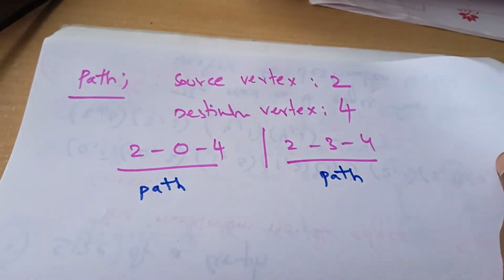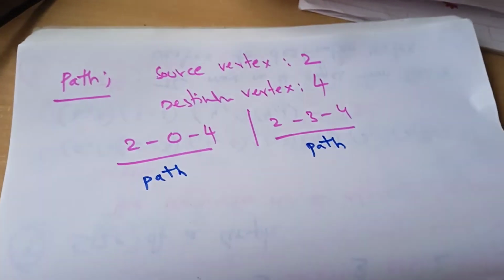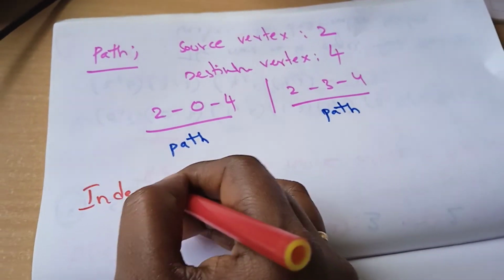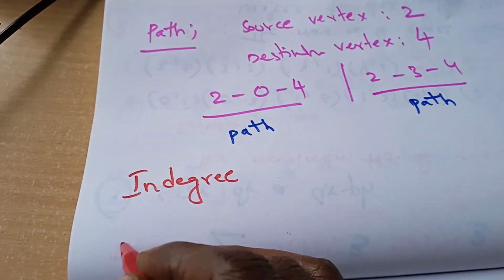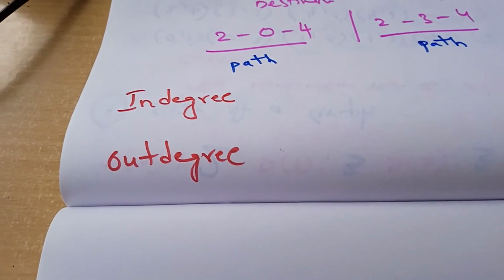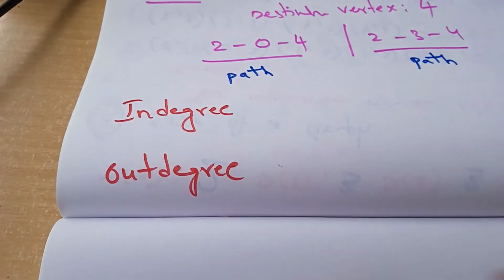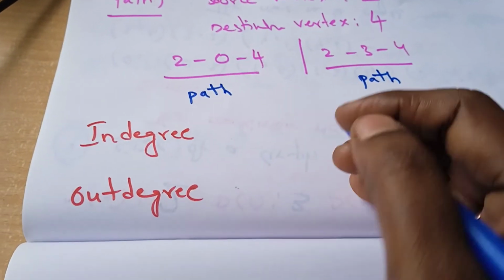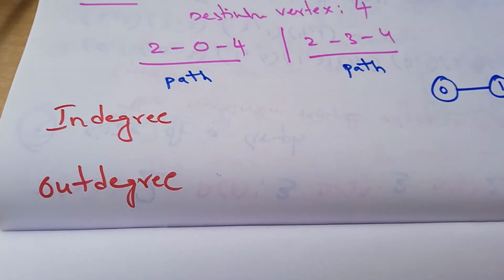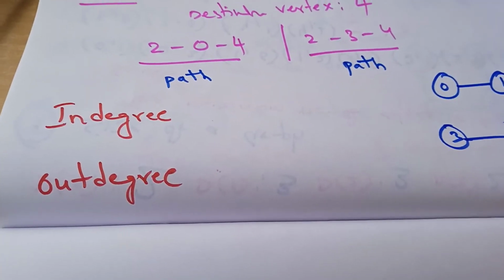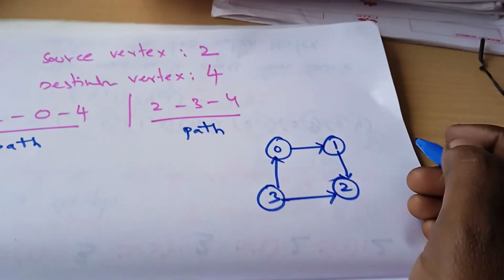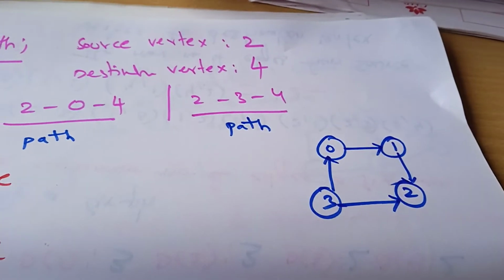Okay? And we can also calculate the in degree of a graph and the out degree of a graph. We can calculate these two in a graph. Now consider a graph. Now look, this is my graph.